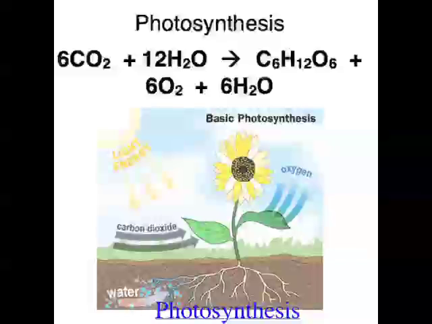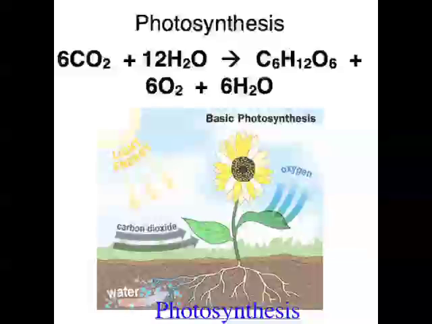Now, photosynthesis occurs in the chloroplasts of plant cells because chloroplasts have got a dye in them called chlorophyll, and that traps sunlight. So the simplified chemical reaction for photosynthesis is carbon dioxide plus water goes to, in the presence of light, glucose plus oxygen plus water. So basically, plants consume carbon dioxide and water, and they produce glucose and oxygen and water.